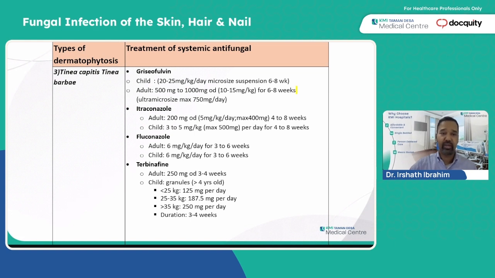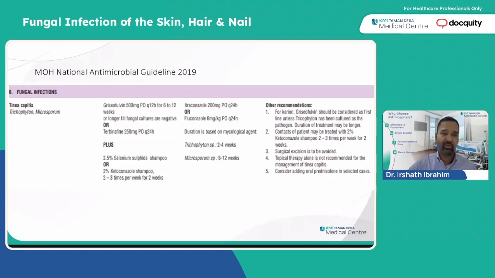And then if you were to compare, these are the other options. So we compare to our MOH guideline. Griseofulvin, similar dose but slightly longer duration, or terbinafine, same dose, but the duration will depend on the type of dermatophyte. For Microsporum, you need to give at least 8 to 12 weeks. Itraconazole is another option. And then you can also continue your shampoo, 2.5% selenium sulfide or ketoconazole shampoo.